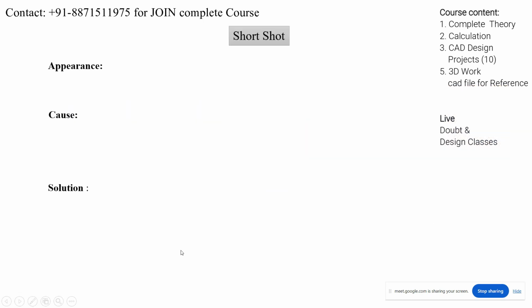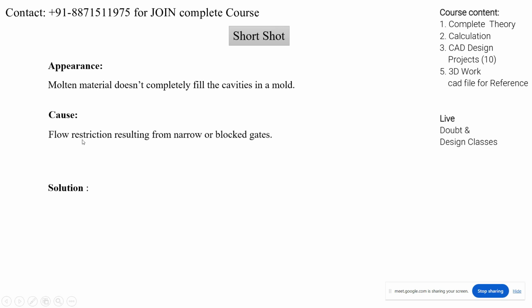That's why. Achha, short. I think this is the last one. Short. Tell me, what is the appearance? Molten material does not completely fill the cavity in the mold. What is the cause? Flow restriction resulting from narrow or blocked gates.